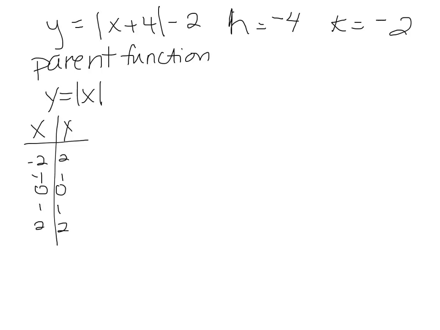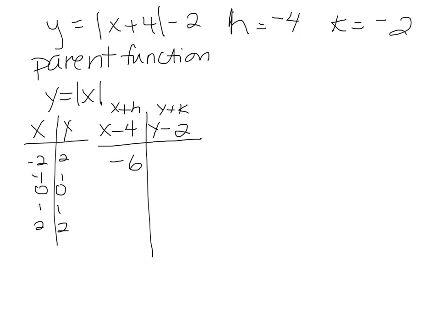Alright, so we start there, and now we just need to use (h, k). So it's x minus h, which in this case is 4, y, and then minus k, in this case is -2. So it's actually x plus h, y plus k. But because h and k were both negative, I put minus. So we take this number, we take the -2, and we're going to plug it in. So -2 minus 4 makes -6.